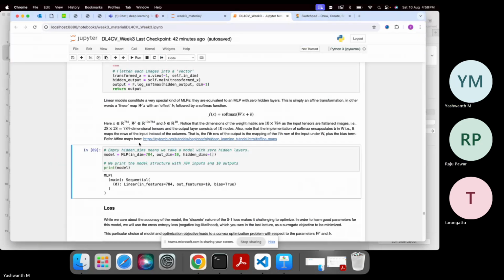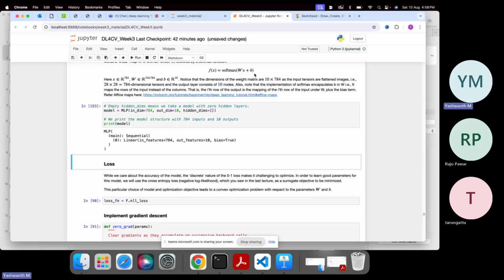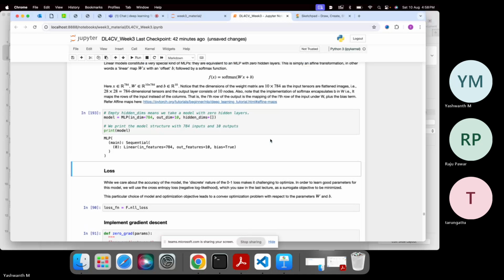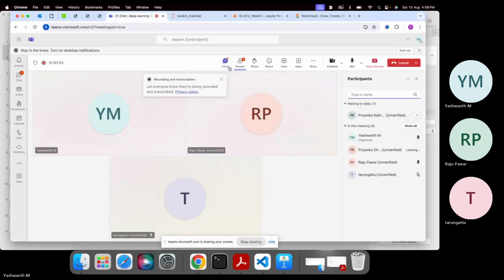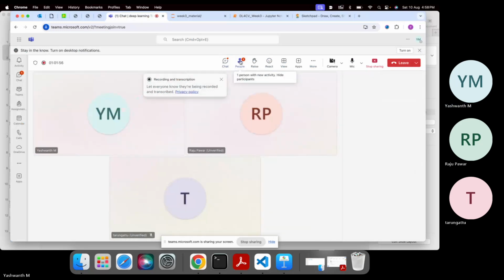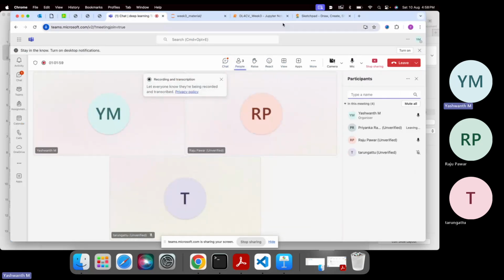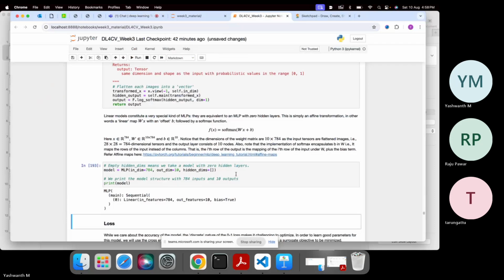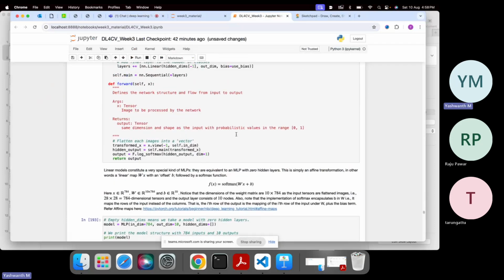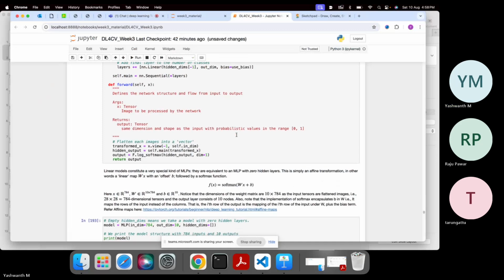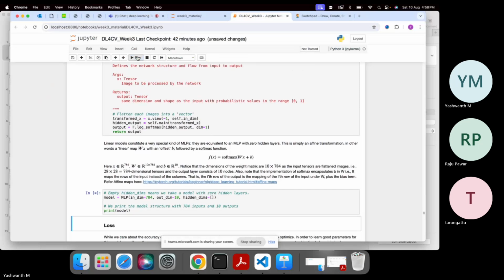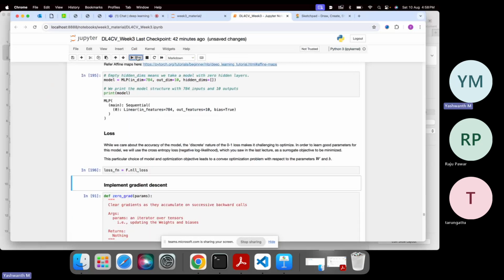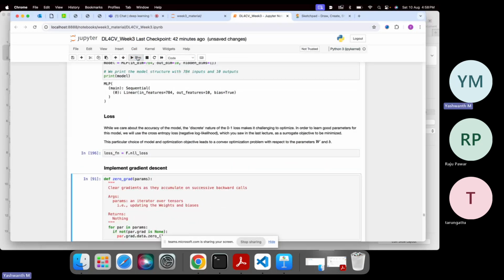Yeah, and that's it. So we take softmax here and we just implement the gradient descent here.